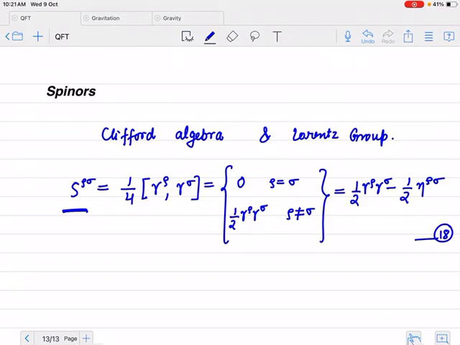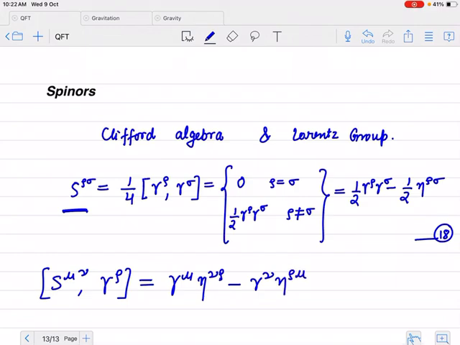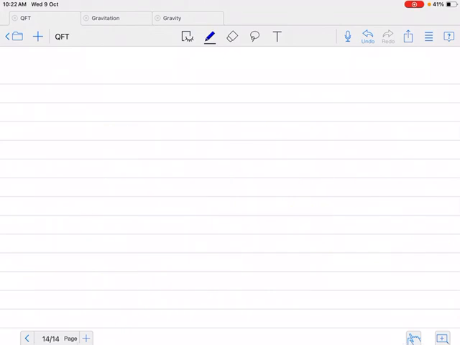It is a definition, and one property is this: the commutator of S mu nu and gamma rho is equal to gamma mu eta nu rho minus gamma nu eta rho mu. We can prove it very easily from the properties of the gamma matrices. And similarly, if we represent these S mu nu matrices as a representation of the Lorentz algebra, we can write down the property in this way.